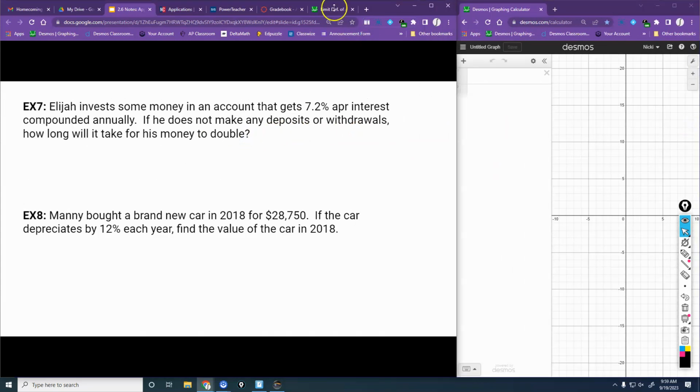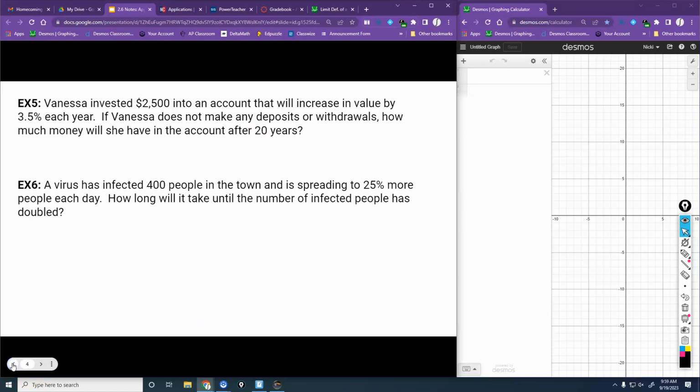Okay, so let's look at a few problems here. Vanessa invested $2,500 into an account that will increase in value by 3.5% each year. If Vanessa does not make any deposits or withdrawals, how much money will she have in the account after 20 years? So, for this, we need to know, first of all, whether it's growth or decay. Which one's happening here, growth or decay? Growth. How do we know? Increase in value, right? So we are looking at growth for this one.